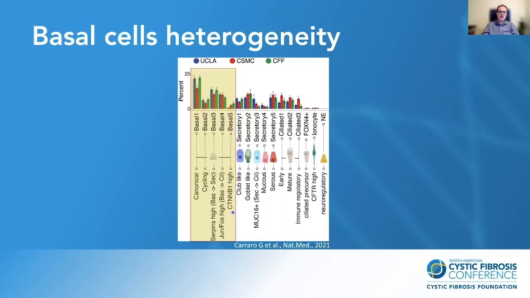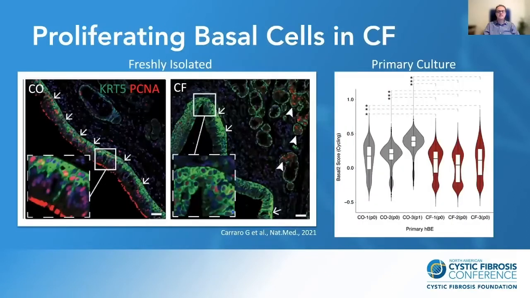And what I want to do now is go through some of the transitional states that we identified in these different subsets and how these diverge in control compared to cystic fibrosis. Here is an example of the analysis that we did to characterize the proliferative capacity of basal cells in control and in cystic fibrosis. These are sections from control lung and cystic fibrosis airways.